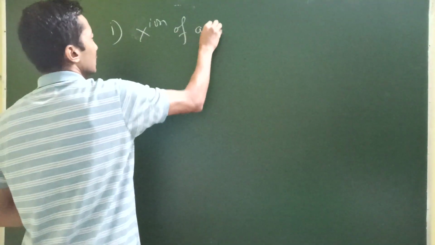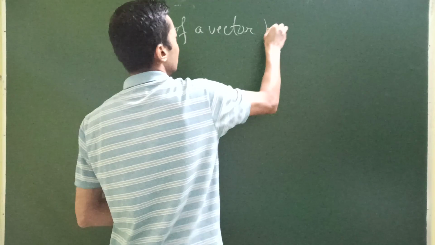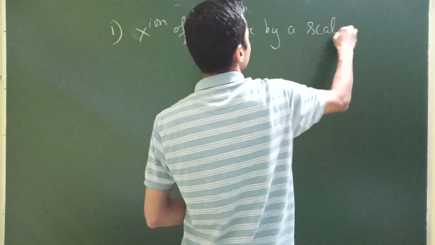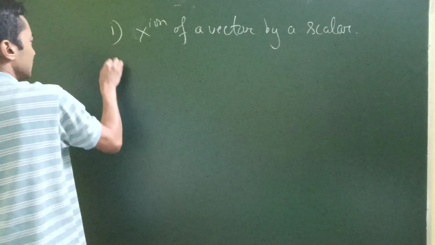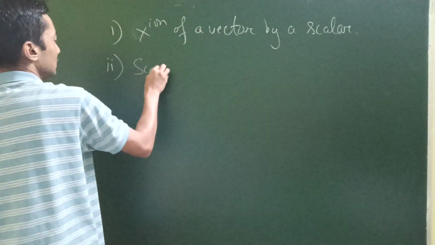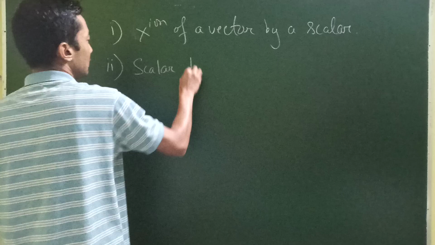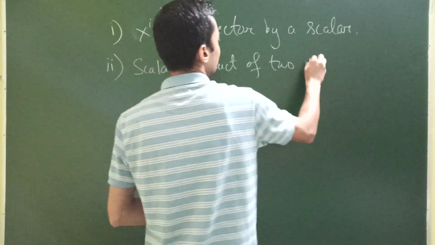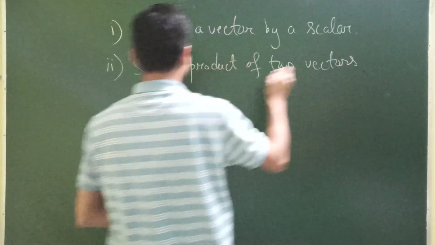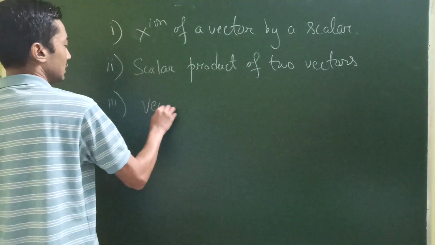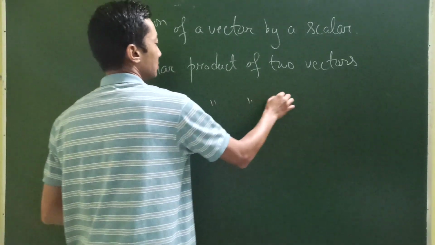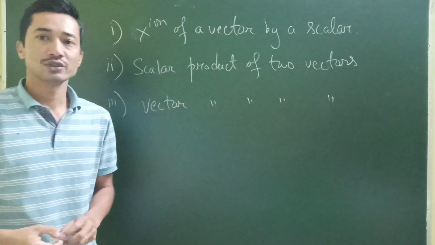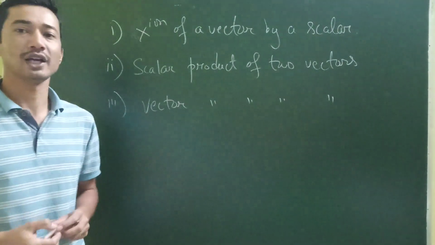Now, the first one is multiplication of a vector by a scalar. I'll just write it in short. Then the second one is called the scalar product of two vectors, and the third one is known as the vector product of two vectors. So these are the three ways of multiplying vectors.